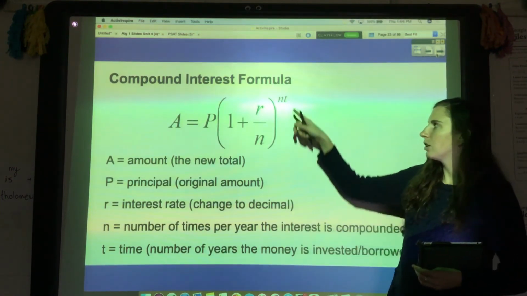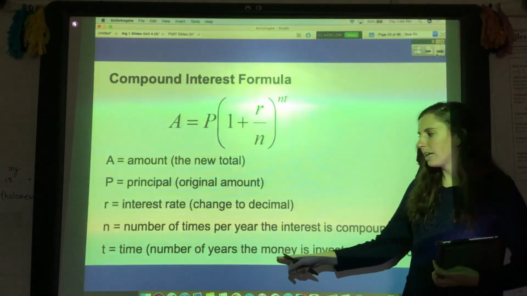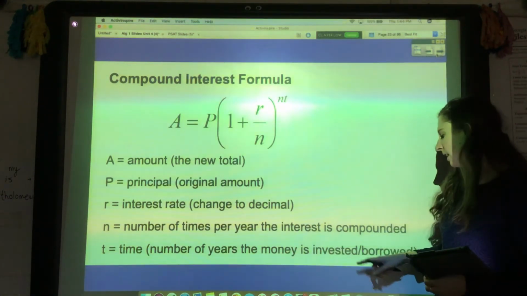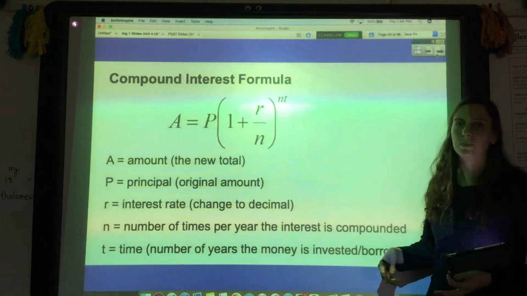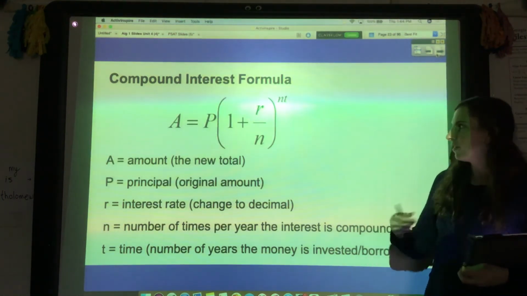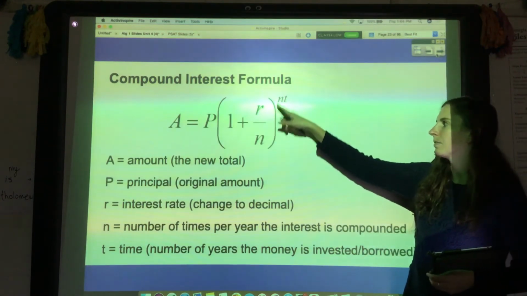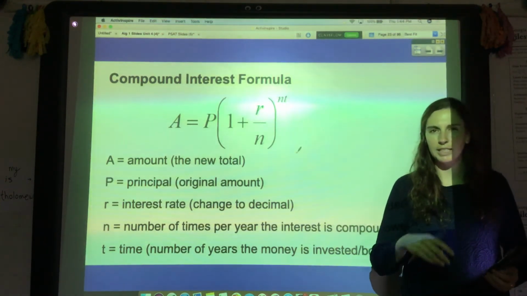And then you do it to the t power, t being time, usually in years, that the money has been in the account or invested or borrowed or whatever time you're talking about. The only thing we haven't mentioned is this n. And the n you don't always need.